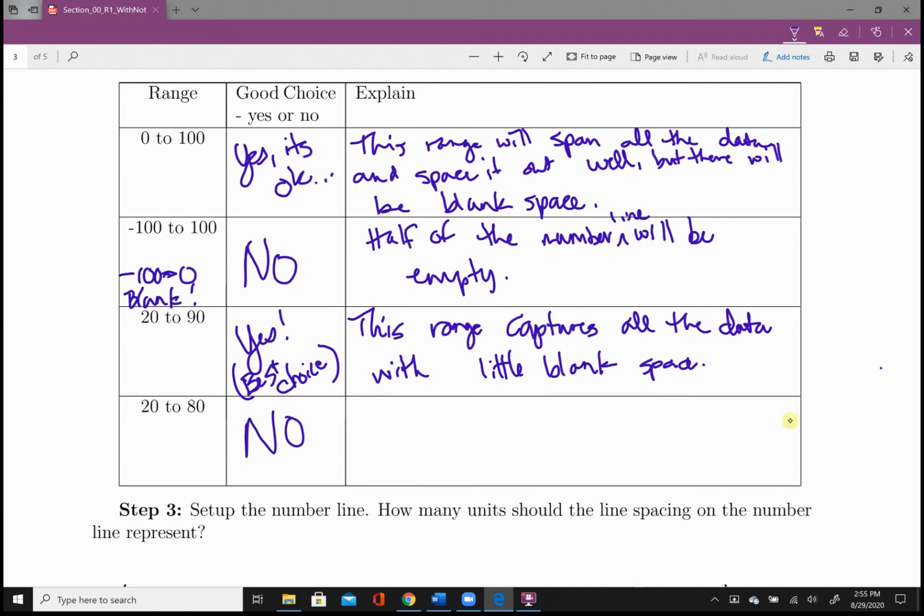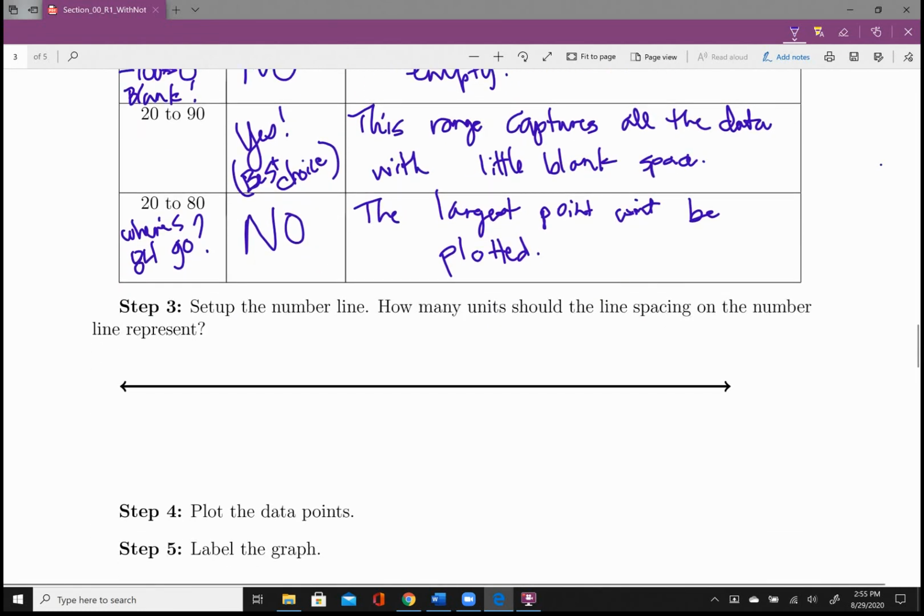Okay? And we could say as a little note, where's 84 go? Right? So we'll say the largest data point will not be able to be plotted. Cool. Now we'll have a chance to set up the number line.